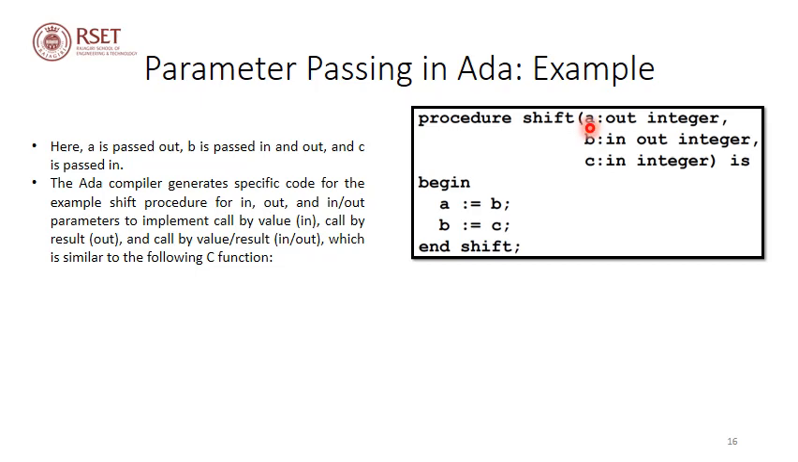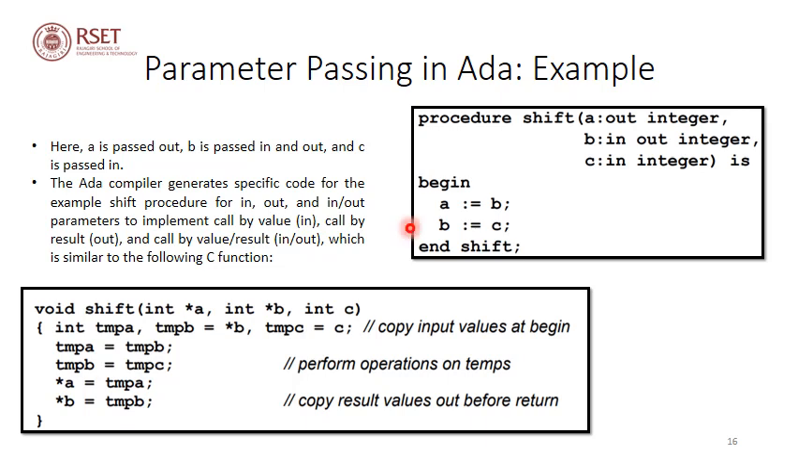Then whatever values we assign to A will be copied back when the function returns. So the value of the formal parameter will be copied back to the actual parameter when the function returns. So we'll see an equivalent of this function if we use C. If we are using C, we can simulate this function as shown over here.